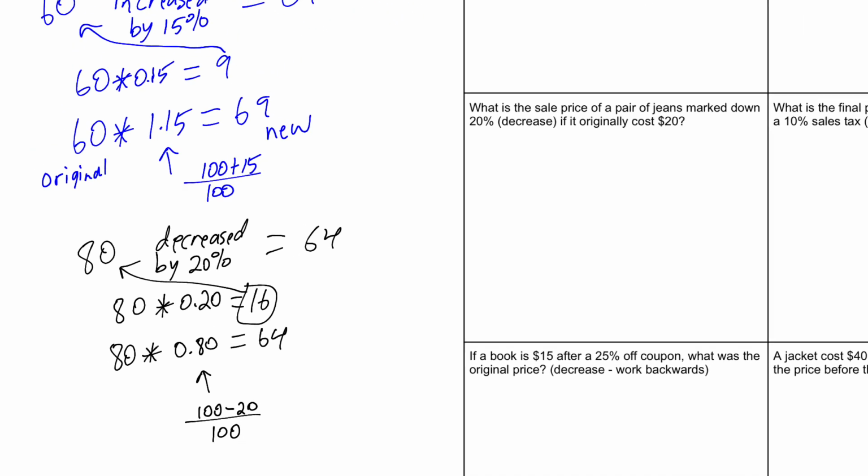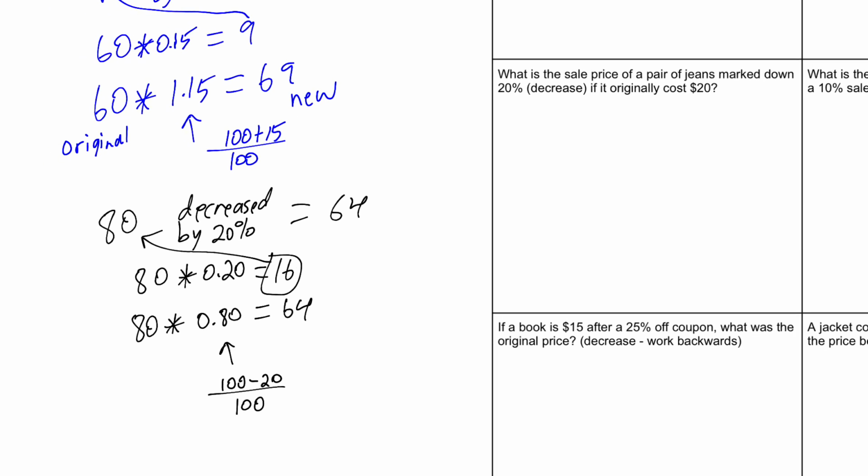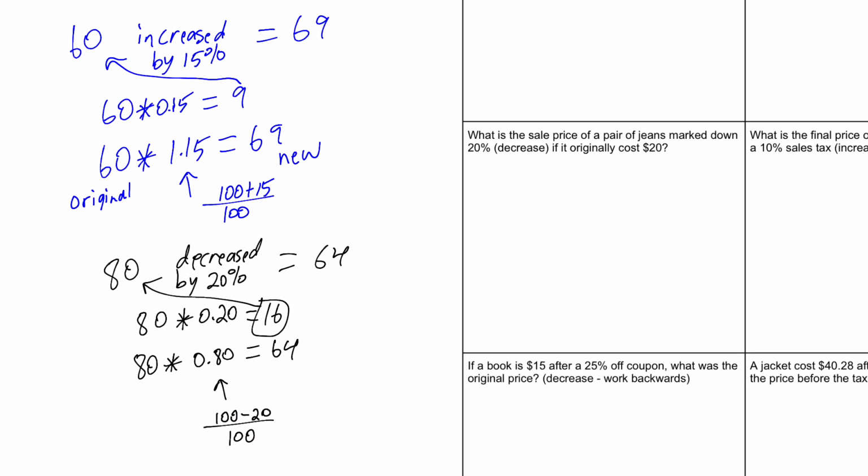So for both of these, if we're going from original to new, we take 100 plus the amount we're increasing divided by 100, or 100 minus the amount we're decreasing divided by 100. And what this allows us to do is to jump to the answer in one step. Instead of finding 15% and then subtracting or adding, well, this would be adding. Instead of finding 20% and then subtracting, we can go directly to the answer, because 80% of the original will give us the result after a 20% decrease, and 115% of the original will give us the answer after an increase of 15%.